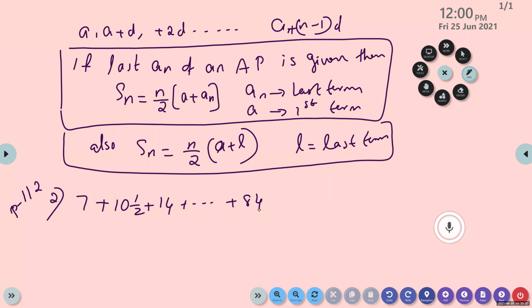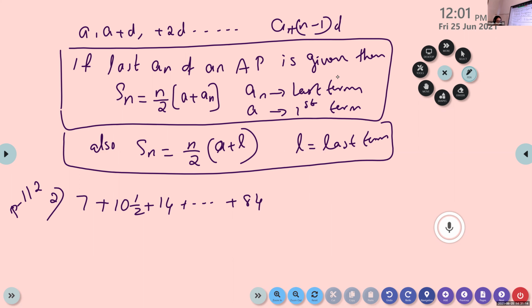Okay. Here the first and last terms are given. We need to find the sum of this series: 7 plus 10 and 1 by 2 plus 14 plus etc. So how many terms? n is not given. How many terms are there? It is not given. All of you look at the question. Here 7, 10 and 1 by 2, 14, etc., and the last term is also given. The question is find the sum of all these terms. But it is not given how many terms there are.